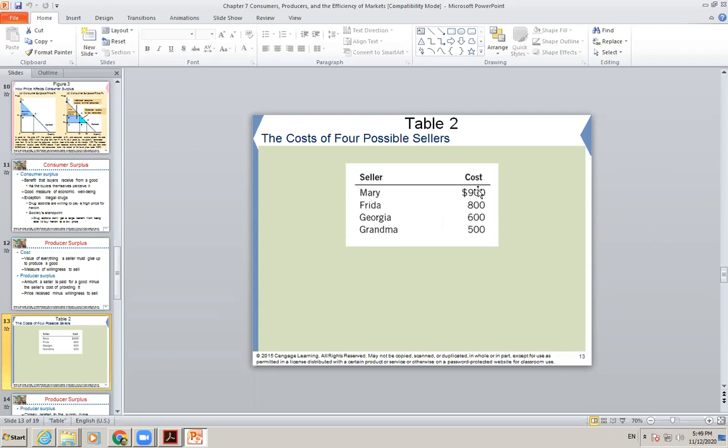If Mary is willing to sell her product for at least $900, and she sells for 1,500, she gets a benefit of 600. But if she sells below this 900, she will not get any benefits. She will incur a loss. So the minimum price that she's willing to sell is this. And Frida is the same, Georgia is the same, and Grandma is the same.